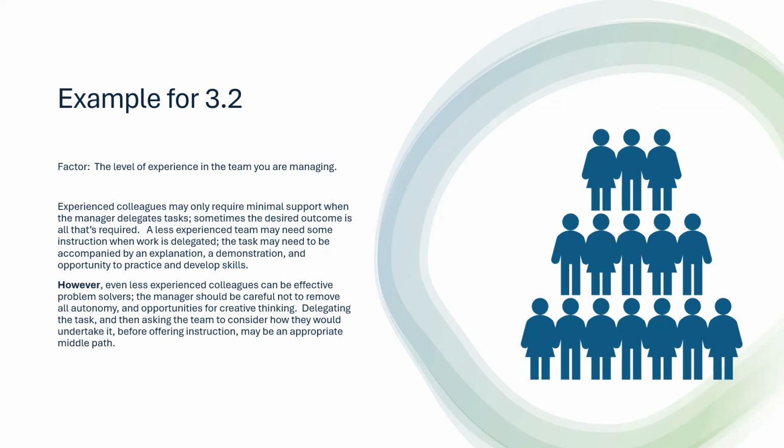So again, you can see we are talking about communication techniques, but the key thing is to relate them to the factor that we're discussing. Here, it's the level of experience in the team that we're managing. The other thing is, absolutely key, is to remember to put in that word however. So we're putting forward two different perspectives and then balancing the two. That shows evaluation.